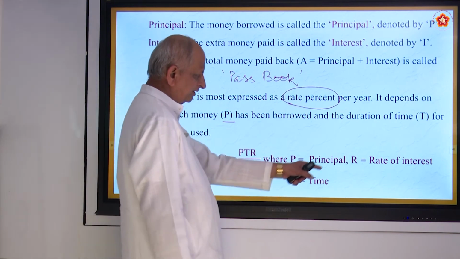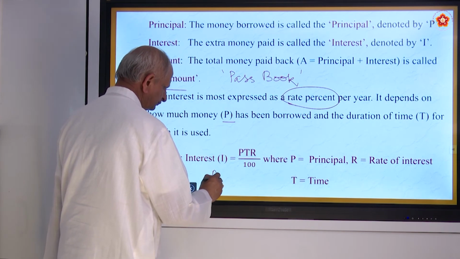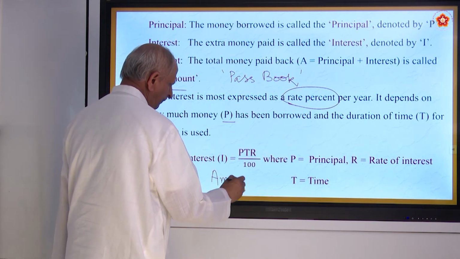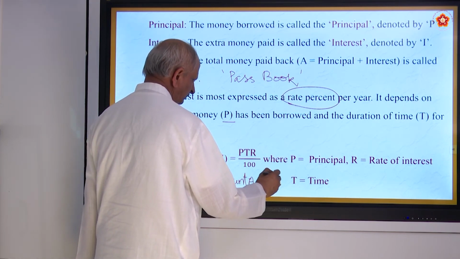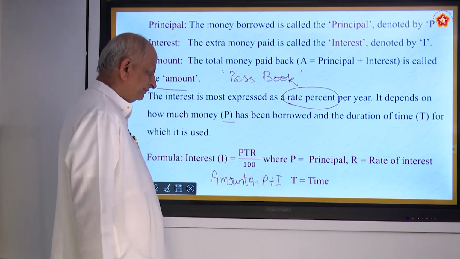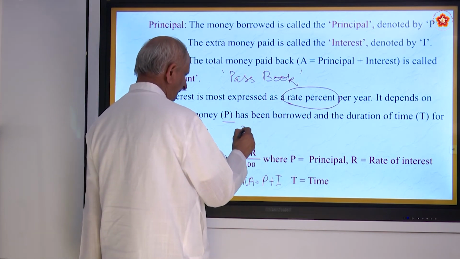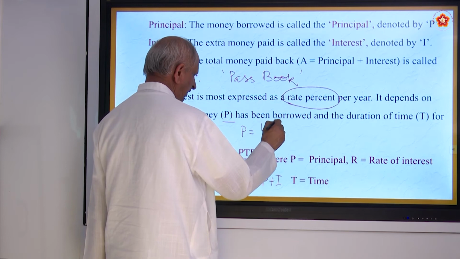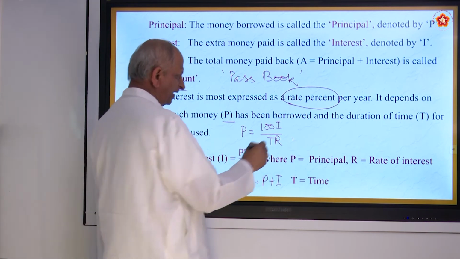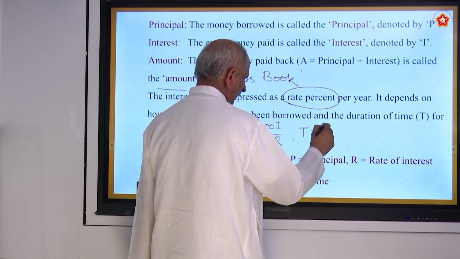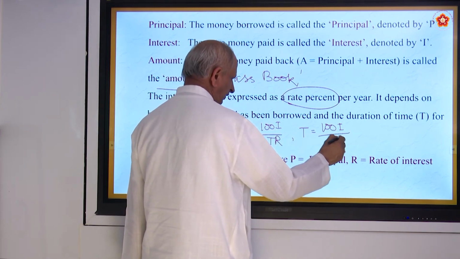So T is time, R is rate, P is principal, A is amount. Amount A is equal to principal plus interest, P plus I. Now suppose you want to find out principal, what is the formula? P is equal to 100I by TR. Suppose you want to find the time, 100I by, please note this, very important, PR.